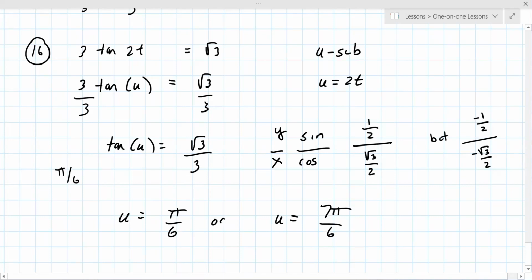Now, is our original question in terms of u, or is it in terms of another variable? It's in terms of 2t. So 2t equals pi over 6, or 2t equals 7 pi over 6. This is called the back substitution step.